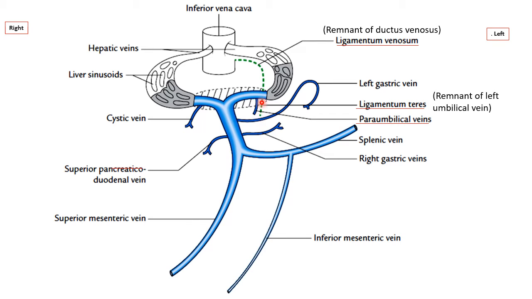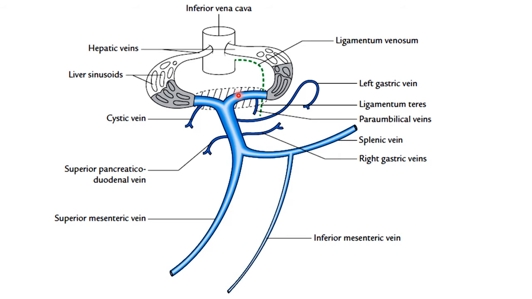The ligamentum teres is the remnant of the left umbilical vein, and the ligamentum venosum is the remnant of the ductus venosus. The para-umbilical veins run along with the ligamentum teres in the falciform ligament.